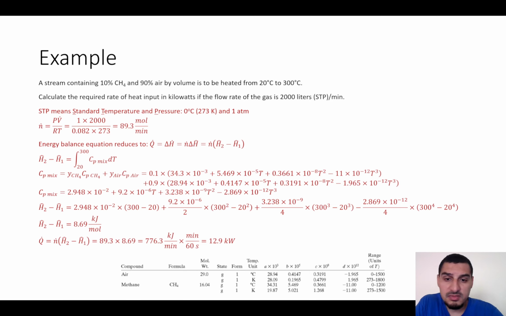You can substitute in the equation. We know N dot is 89.3. We know delta H is 8.69. So this is going to be in kilojoules per minute, which can be converted into kilojoules per second. So this is what we want to calculate, which is the heat.